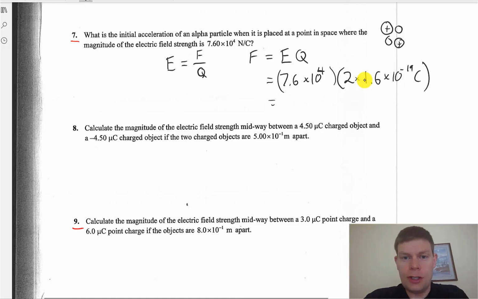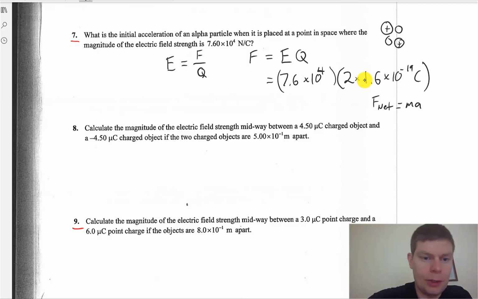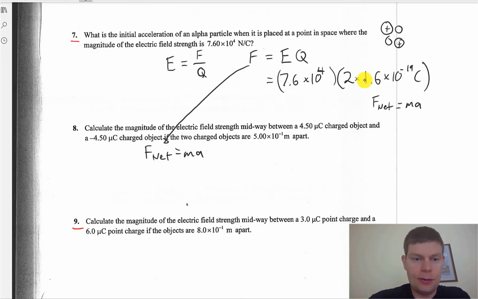I'm not going to figure that out right now, but at that point you want to find acceleration, but you'll have to draw from a previous unit. Just F net equals MA. Actually, maybe I'll move that over here. We'll go into number 8. We're still working on number 7 because we want to find the initial acceleration. So whatever we get from here, that's going to be our F net.